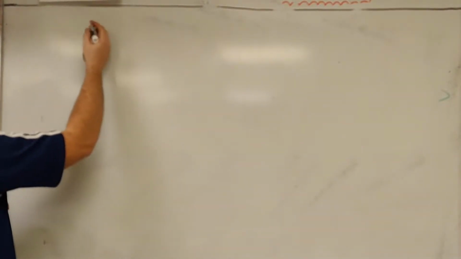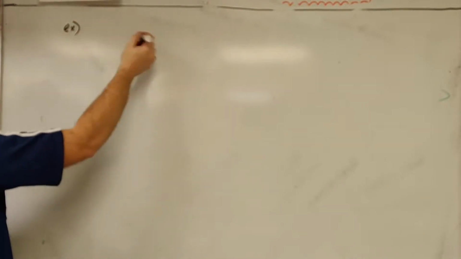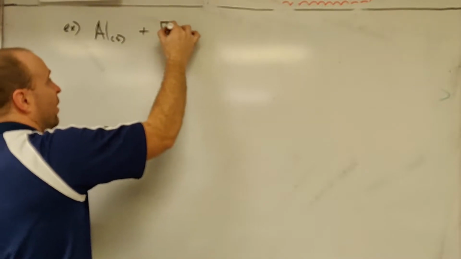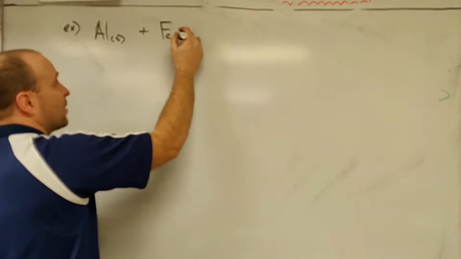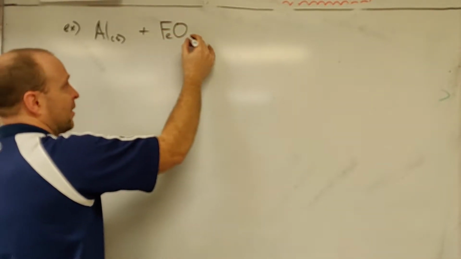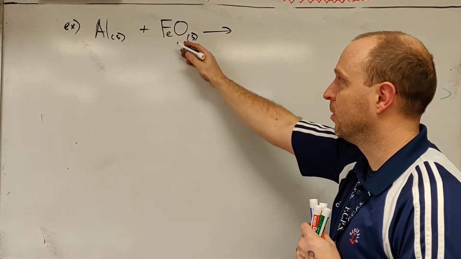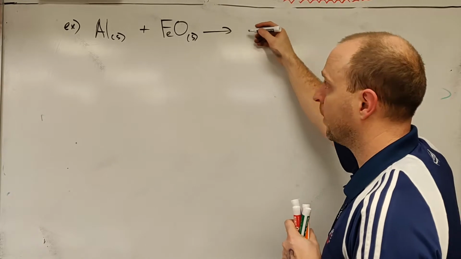But the reaction is a single replacement reaction where you have aluminum metal and you mix it with iron oxide, and we'll just say iron 2 oxide in this case. It doesn't really matter. I only have one chemistry joke, and it's iron oxide is an ugly compound.